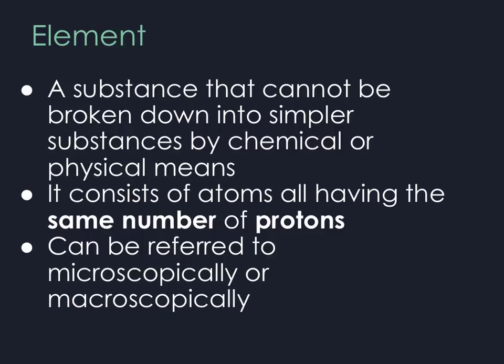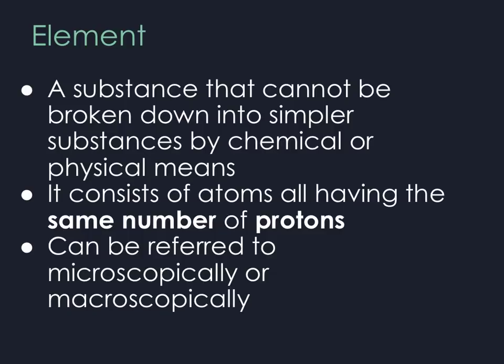Just for the definition of what an element is, it's a substance that cannot be broken down into simpler substances by chemical or physical means, meaning it's really hard to break up an atom. It's really hard to break up elements into smaller pieces. It consists of atoms all having the same number of protons, so that's really important. That means that every single carbon atom you find is going to have the same number of protons inside of them.